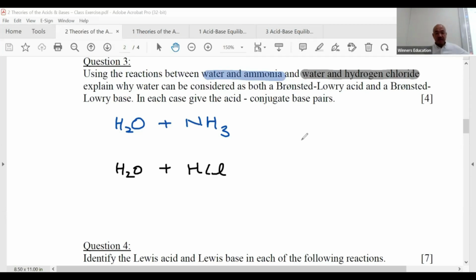And the whole idea is to explain why water can be considered, right? Let me check out where's water. Water is blue. Why can water be considered as both a Bronsted-Lowry acid and a Bronsted-Lowry base? Okay, so here we go. First example. Can someone tell me the water, the first one, the dark blue, the water there? Do you think it's a Bronsted-Lowry acid or base?